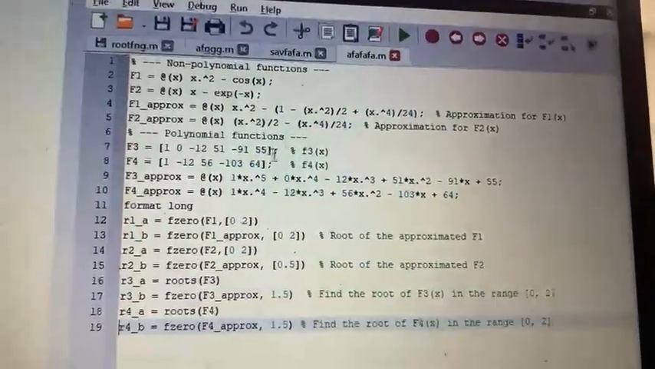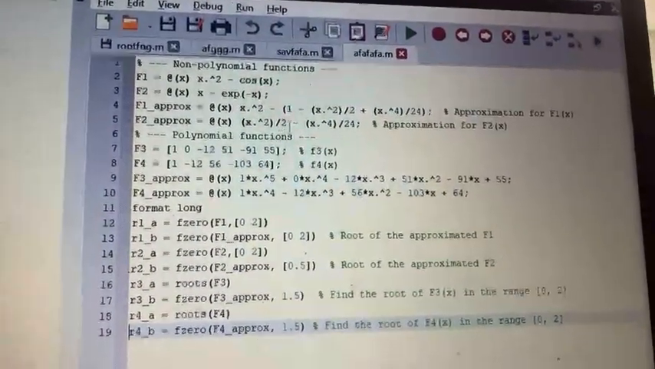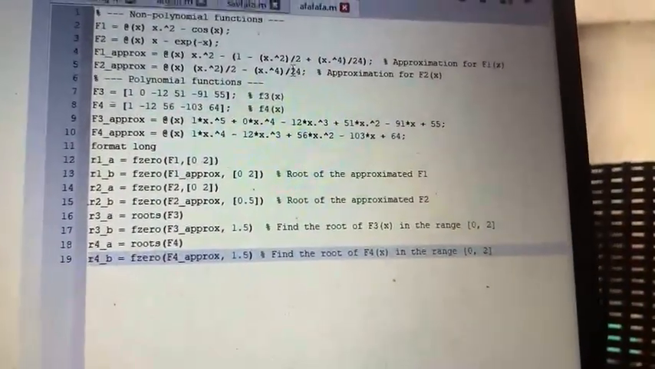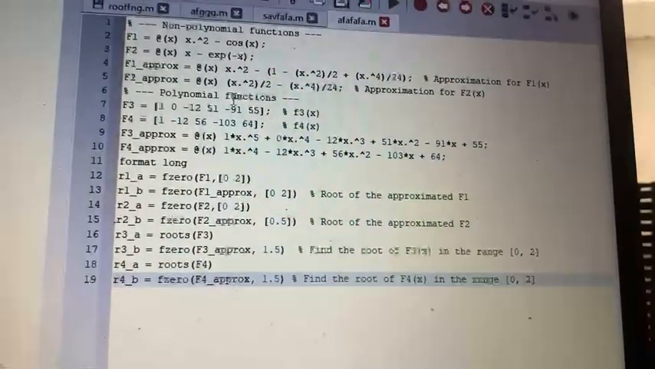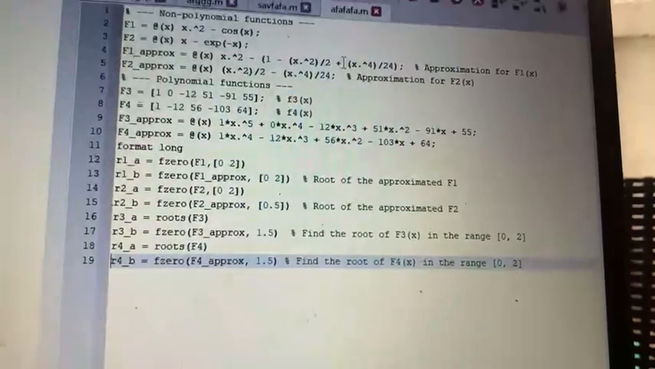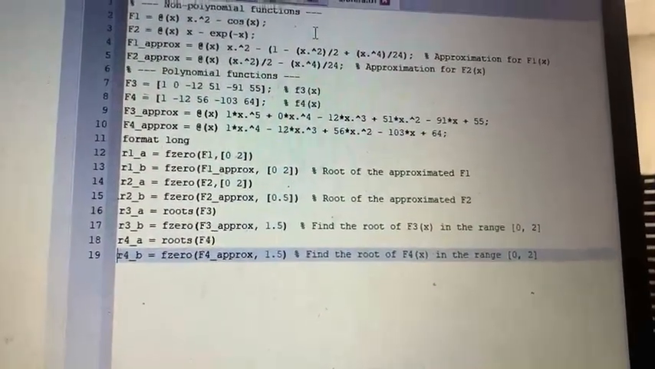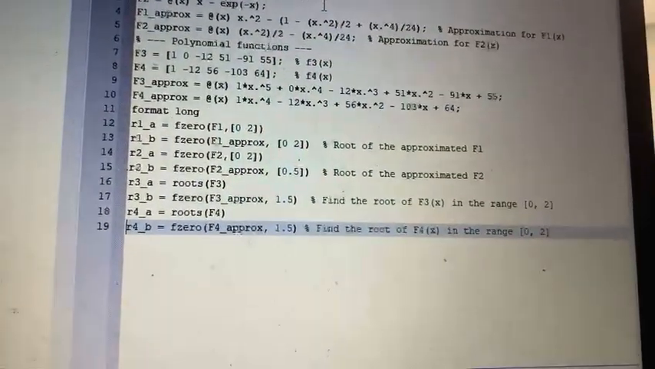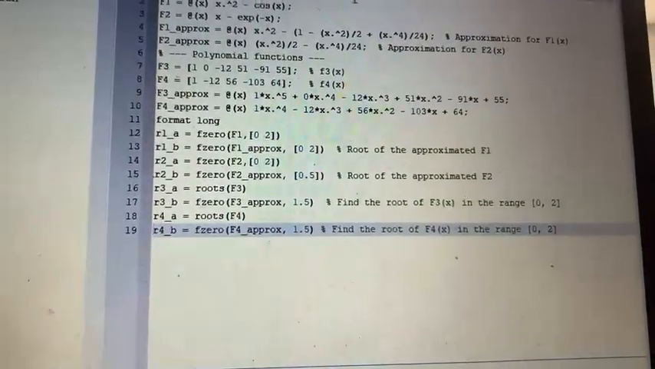Next one is the practical exam. There's the non-polynomial functions and the polynomial function. As you can see, the first two functions are transcendental functions, which means the second method can't apply to these functions.